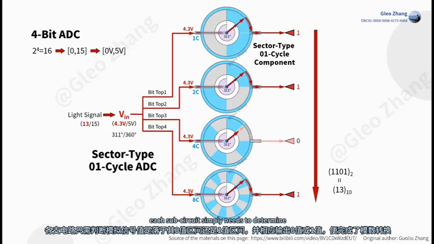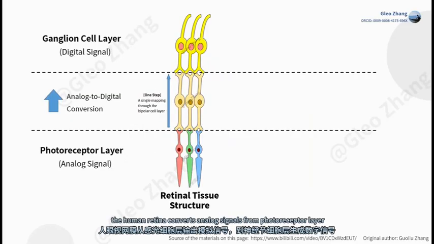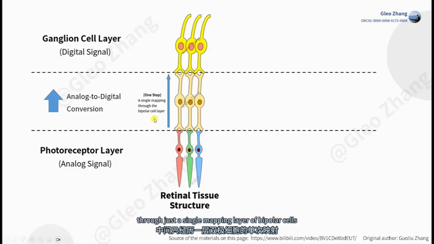Each subcircuit simply needs to determine whether the analog signal's amplitude falls within its 0 interval or 1 interval, and outputs a 0 or 1 value accordingly, thereby completing the entire analog to digital conversion. As previously discussed, the human retina converts analog signals from the photoreceptor layer to digital signals in the ganglion cell layer through just a single mapping layer of bipolar cells. Using our newly discovered Z1 circle method, we can now simulate this biological functionality.